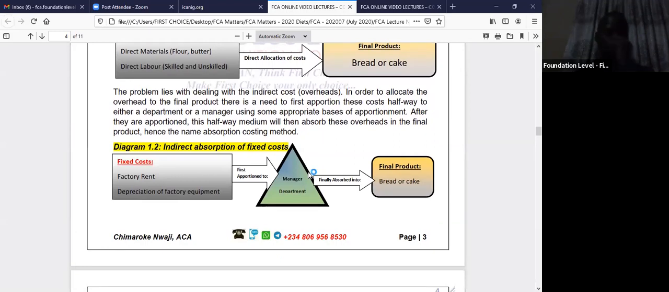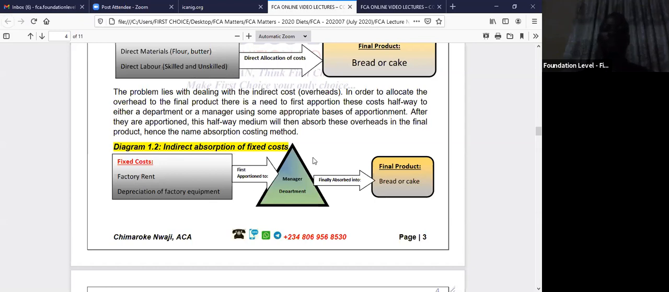So if you look at the diagram below, look at your depreciation and your factory rent. Of course, there is no way you can push your factory rent to your products directly. It has to be done indirectly. So first of all, you push it halfway to a manager or a department. Then this manager, this department will take this cost. And since they are the ones working on the products, they can incur that rent and depreciation and push it from the manager or department to the final product. That is all we do in absorbing indirect costs or the fixed costs.